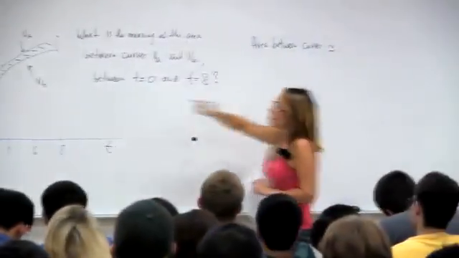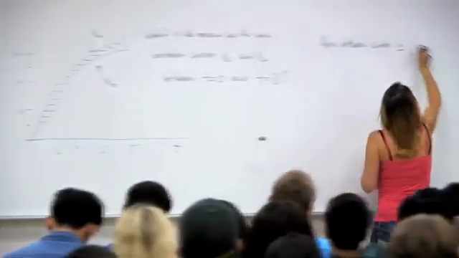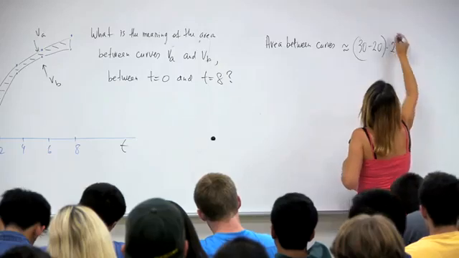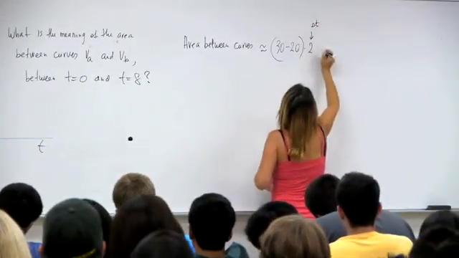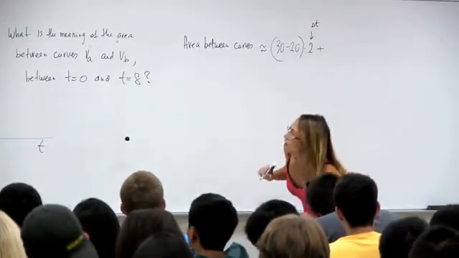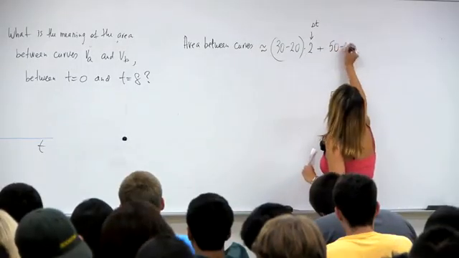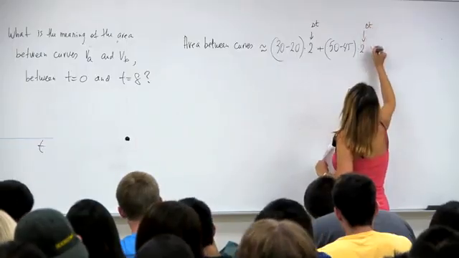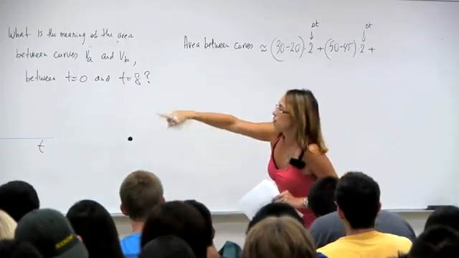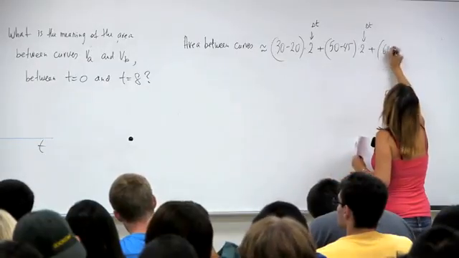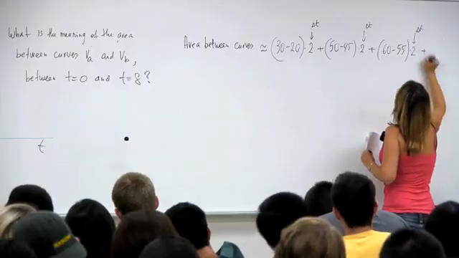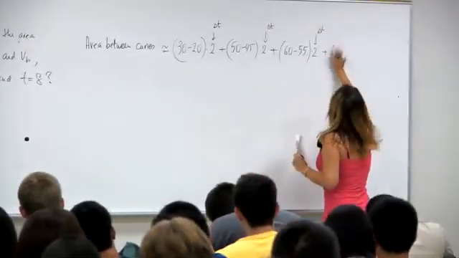So first one is 30 minus 20 times 2. 2 is delta t. Plus 50 minus 45 times 2. Again, that's delta t. Plus 60 minus 55, plus 70 minus 60.